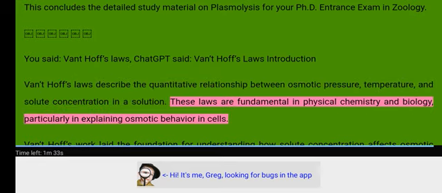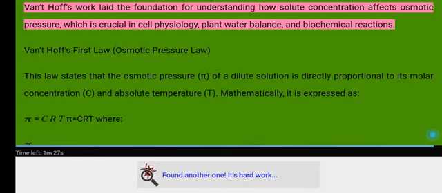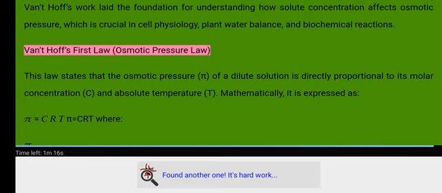These laws are fundamental in physical chemistry and biology, particularly in explaining osmotic behavior in cells. Van Hoff's work laid the foundation for understanding how solute concentration affects osmotic pressure, which is crucial in cell physiology, plant-water balance, and biochemical reactions. Van Hoff's first law, osmotic pressure law.